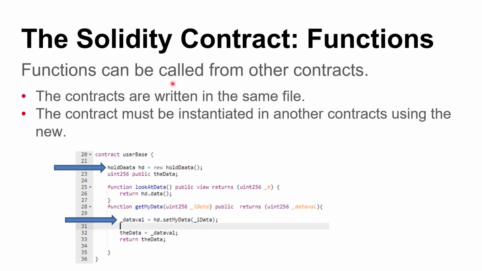Functions can be called from other contracts. That is possible. So we have this contract user base here, and it is able to call from another contract. However, that contract must be instantiated. So we can see here that it is using the new keyword to declare a new contract within a contract. So this whole data right here is actually another contract.